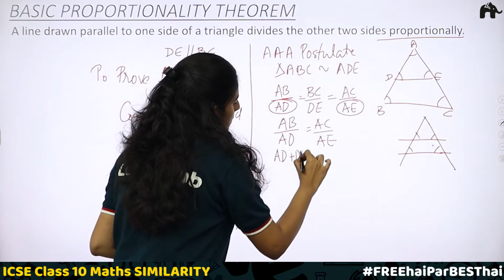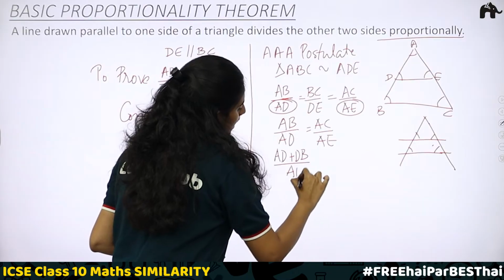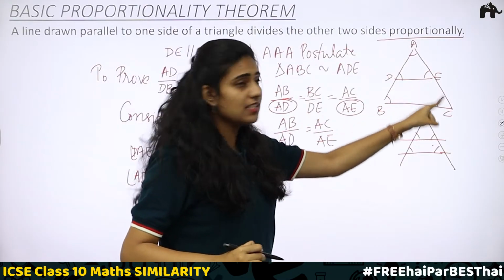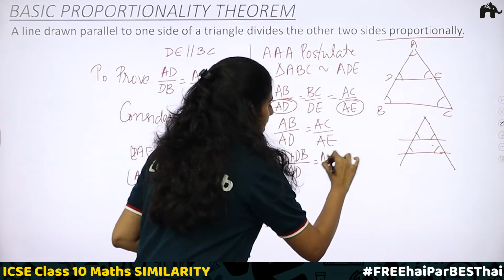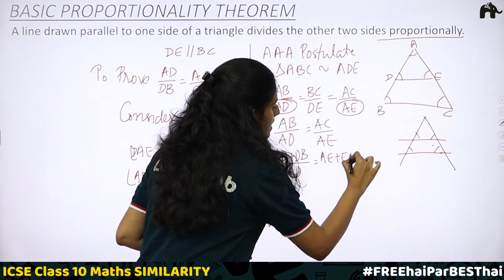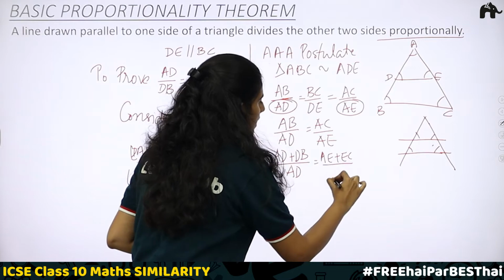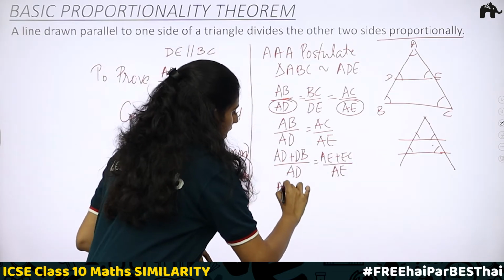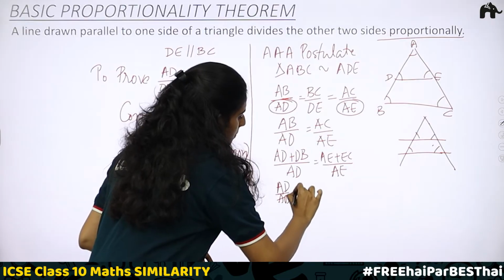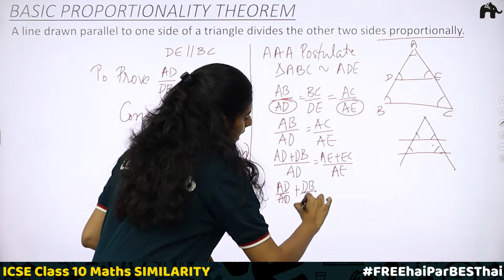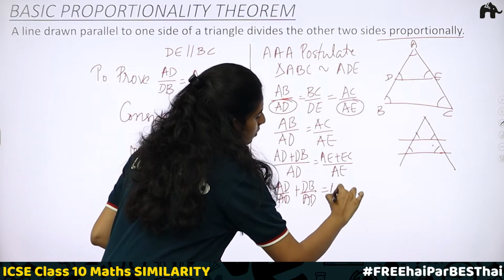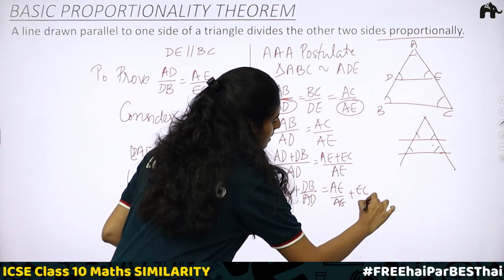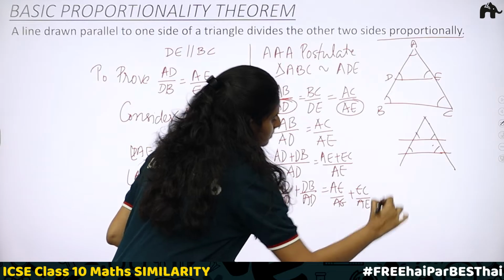AD plus DB divided by AD is equal to, what is AC? AC is the sum of AE and EC. AE plus EC divided by AE. Okay. That is AD by AD plus DB by AD is equal to AE by AE plus EC by AE.